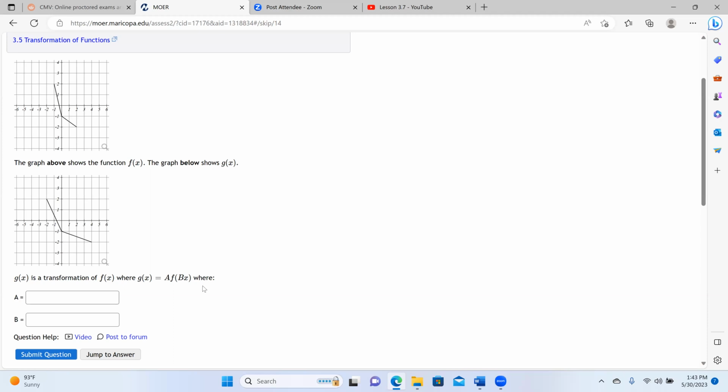And then looks like 4, -2. So the change is happening to the x coordinates. That's correct. And it looks like it's just multiplying by 2. So this answer would be B equals 2 and A equals 1. So B is always, because it's inside, the reciprocal of that. It would be 1/2 on the inside.